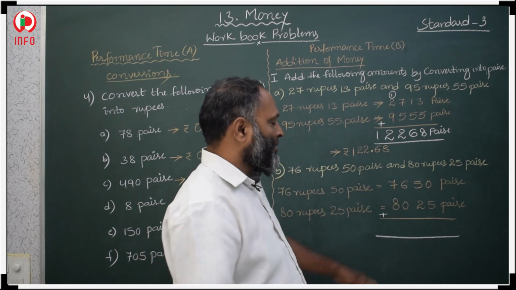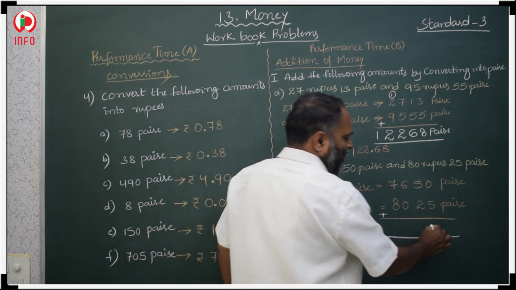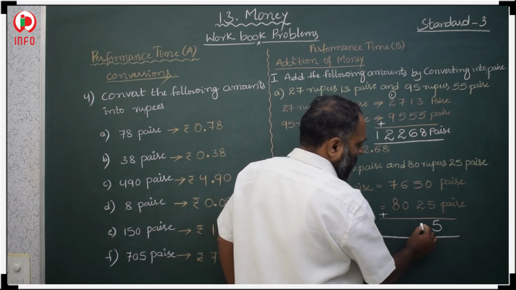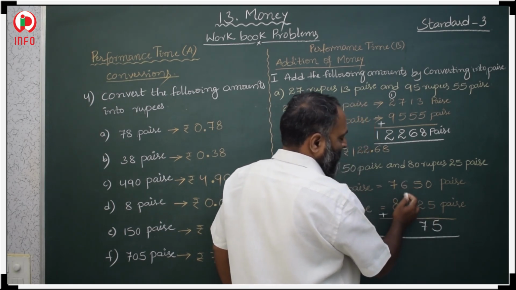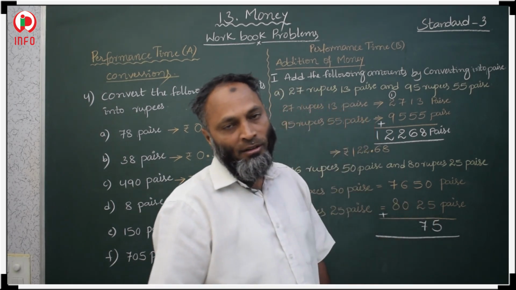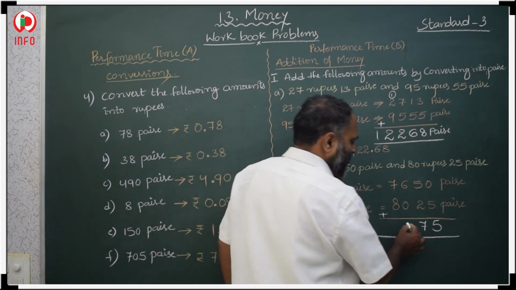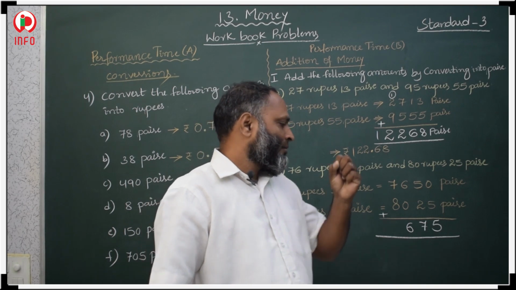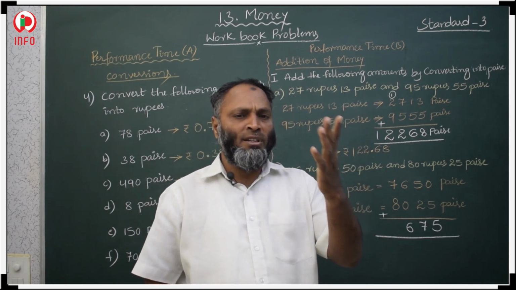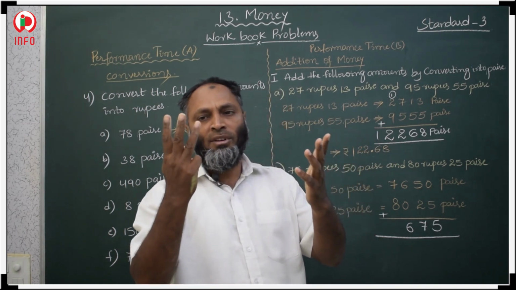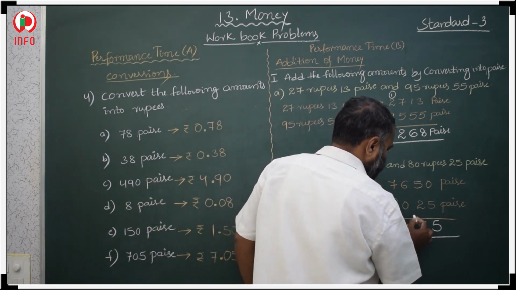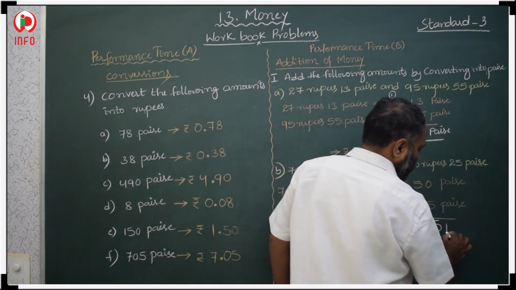Ones place: 0 plus 5, 5. 5 plus 2: 5, 6, 7. 6 plus 0: any number added with 0, the number itself is the answer. 7 plus 8: 7, 8, 9, 10, 11, 12, 13, 14, 15. The answer is 15. So 15,675 paisa.